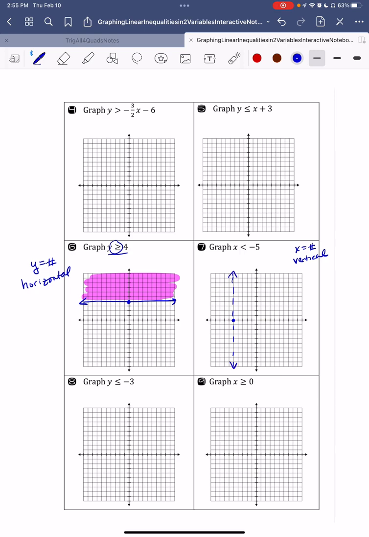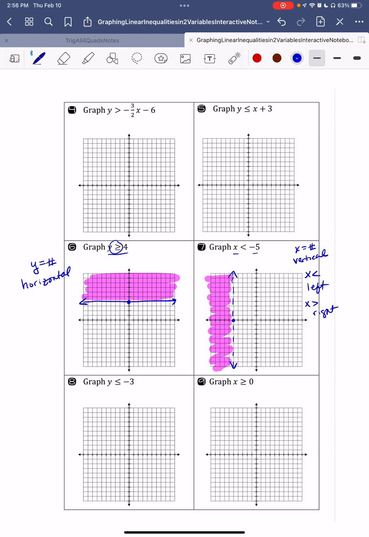Now, in this case, when you have x less than a number or greater than a number, we can't really talk about shading above or below because there is no above or below. There's just right or left. So I need to shade where I have x values that are less than -5. Well, that means x values like -6, -7, and those all happen here on the left-hand side of that line. So if you have an x less than, you need to shade left. If you have an x greater than, you need to shade right.